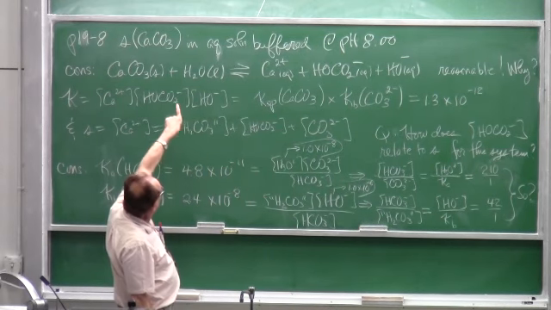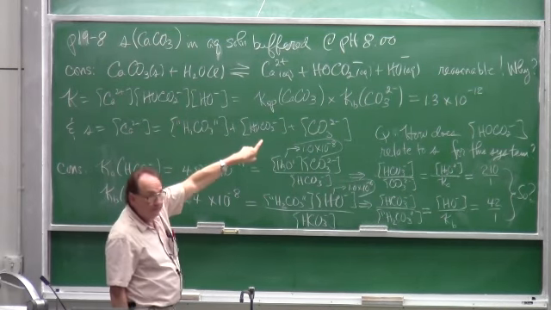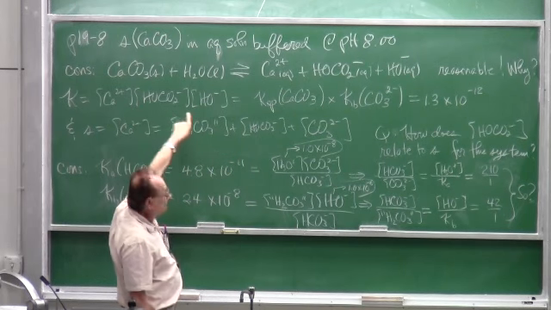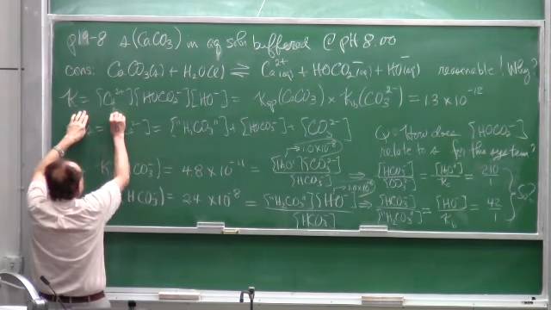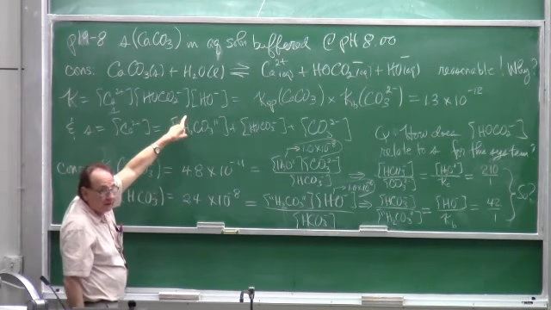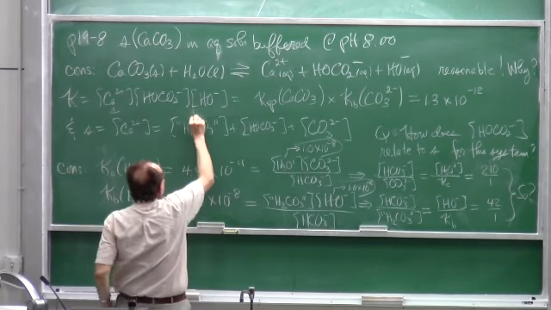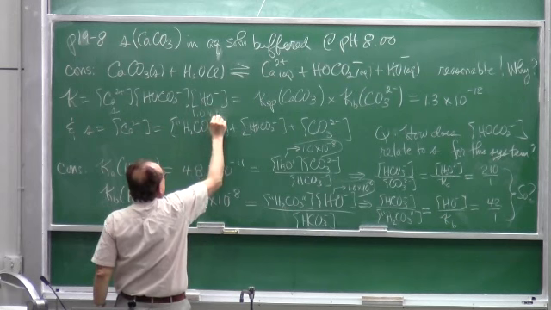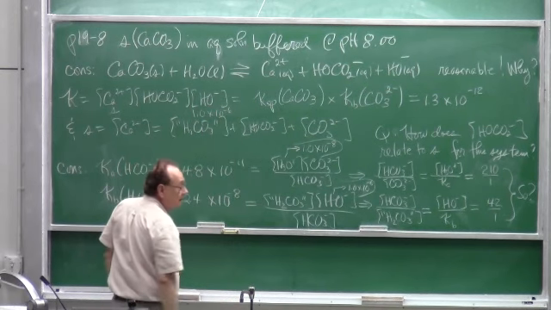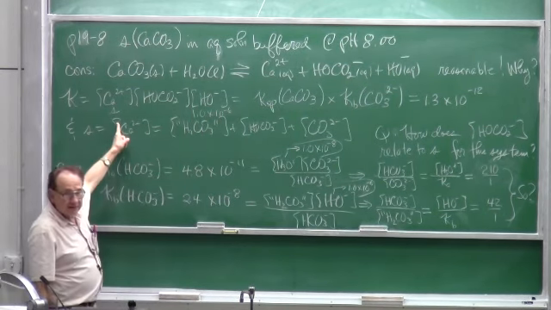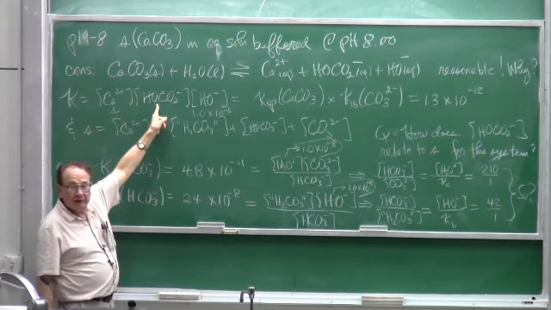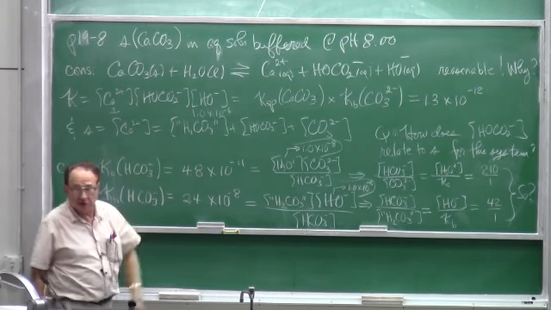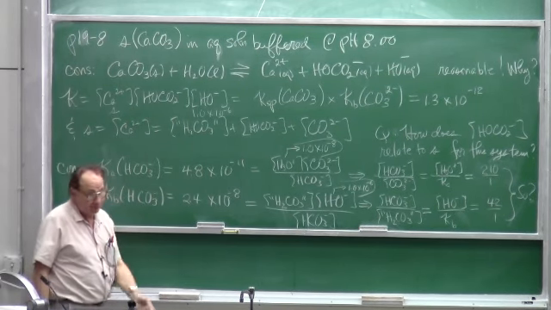So when we look at this equilibrium constant expression, we know this is S. The system is buffered at pH 8.00, so this is fixed at 1.0 times 10 to the minus 6. So if we're going to calculate S, we have to find out how the equilibrium molarity of bicarbonate ion relates to S. Otherwise, we've got one equation and two unknowns, and we're stuck.